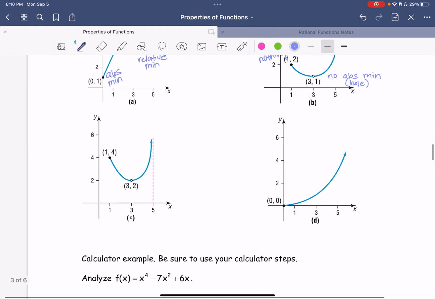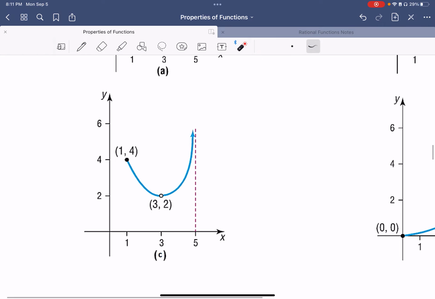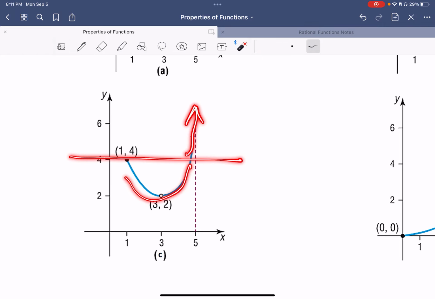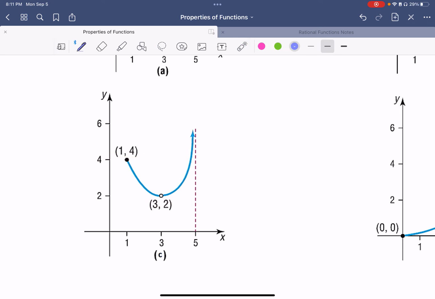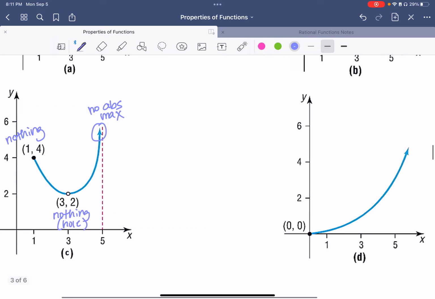Okay, let's try another one. So 1, 4, again, not the highest, not the lowest, it's just in the middle, but it's an endpoint, so it cannot be an extrema. So it's nothing there. The hole, nothing because of the hole. Again, same reason as before, it has to be defined. And then the infinity symbol, remember if it goes to infinity, there's no absolute maximum. So notice this one has literally no type of extrema. This is just nothing there.